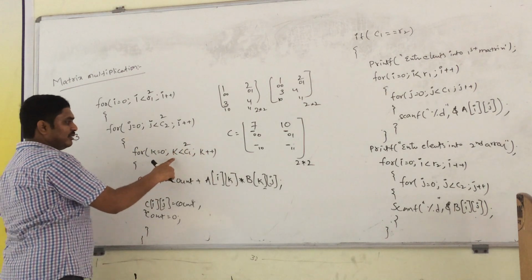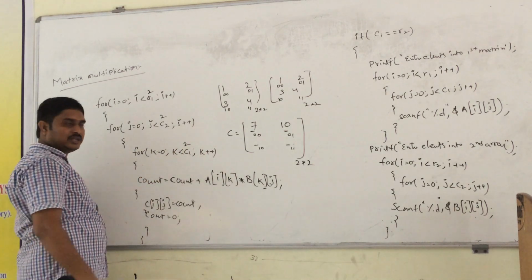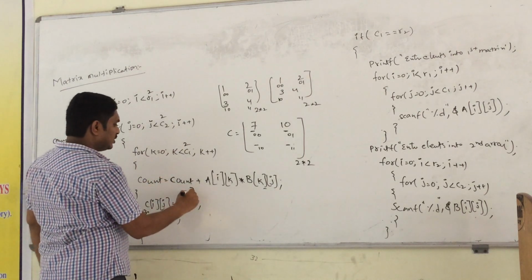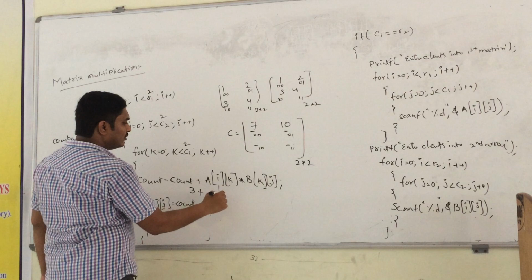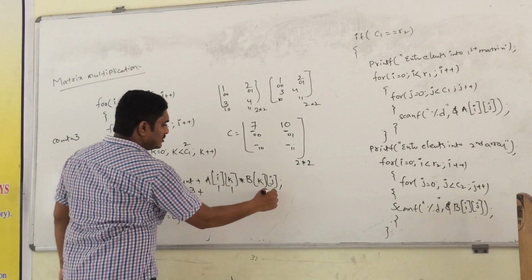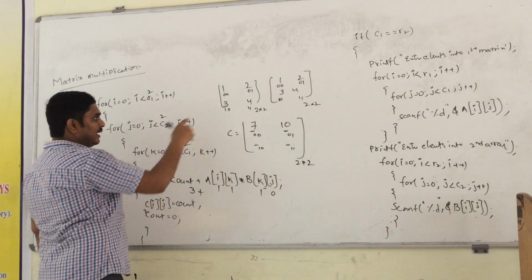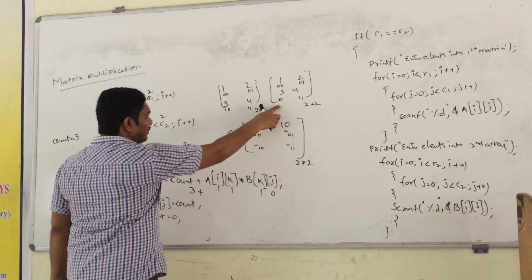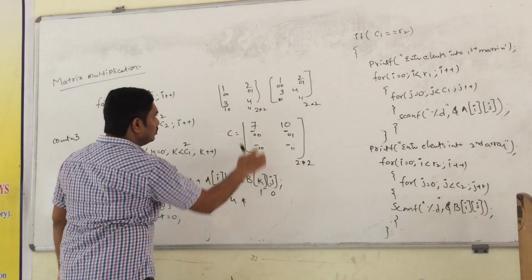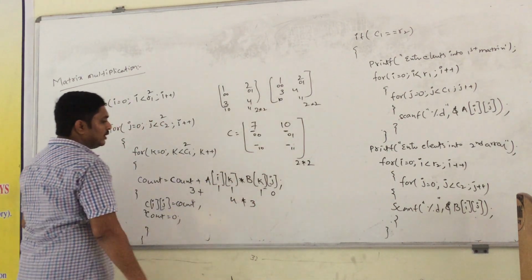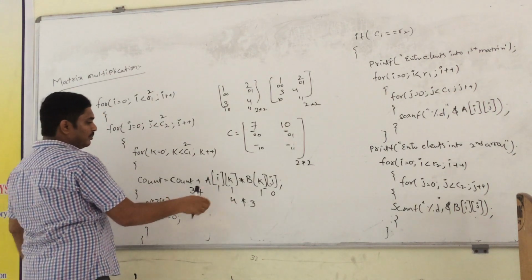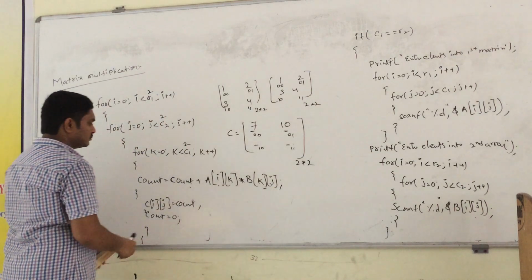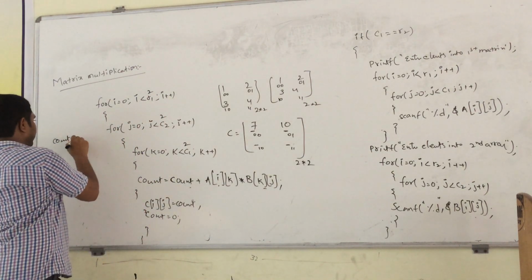Then loop it. k value increments. k will become 1. 1 less than 2, condition true. After the condition is true, it enters into the loop. Now count is equal to 3 plus a of i value 1, k value 1, k value 1, j value 0. In A, the 1 1 element is multiplied with the 1 0 element in B. That means 4 into 3, 12. Already in count 3. 12 plus 3, 15. This 15 is stored in the count. Then count is 15.